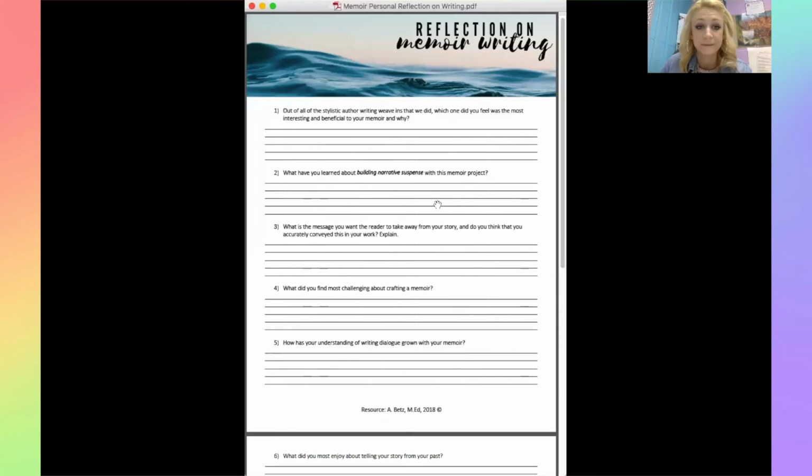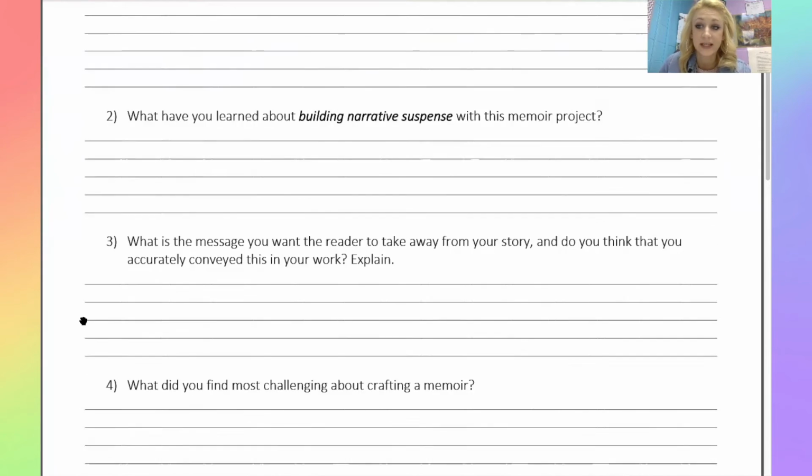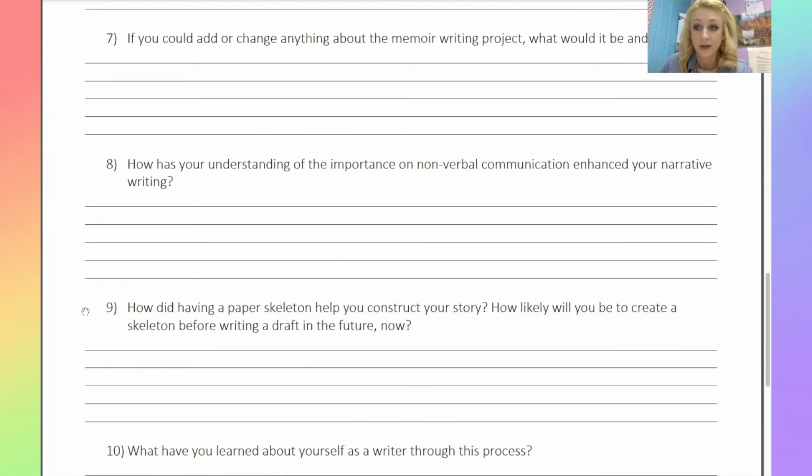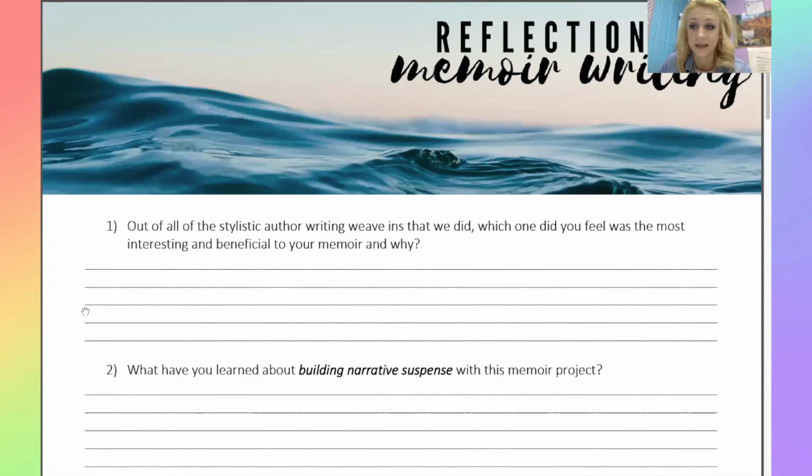The third document that you're working on today is reflection writing. For this one, you're just going to be writing on what you've learned throughout this writing project and how you've grown with your narrative writing. I have 10 questions in here that'll take you through reflecting on what you've learned with writing, and you're just going to answer these and then you're going to submit this as well.